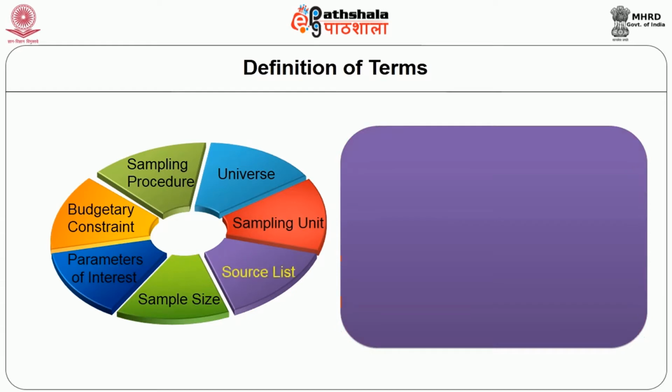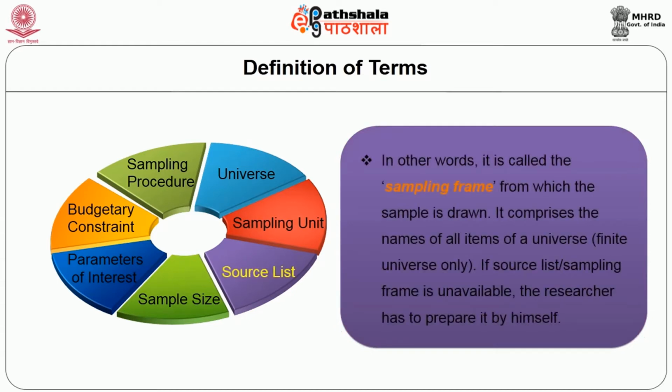The source list. In other words, it is called the sampling frame from which the sample is drawn. It comprises the names of all items of a universe, in the case of a finite universe only. If the source list or sampling frame is unavailable, the researcher has to prepare it by himself.